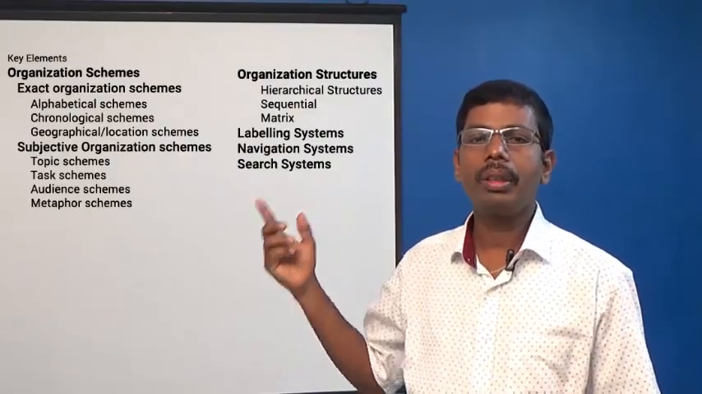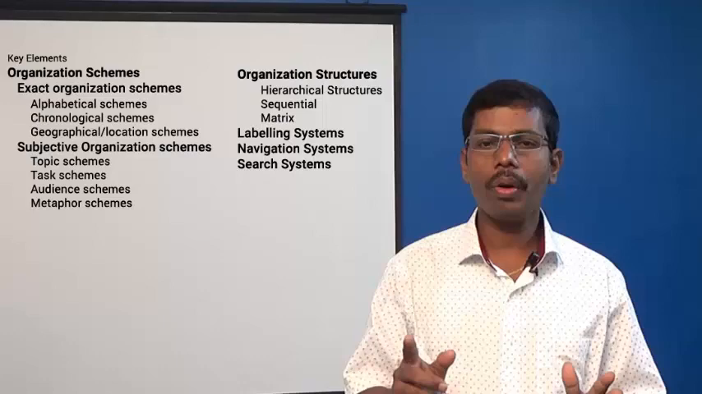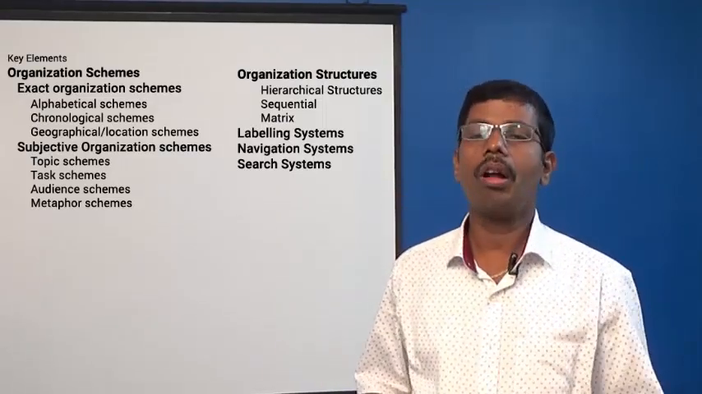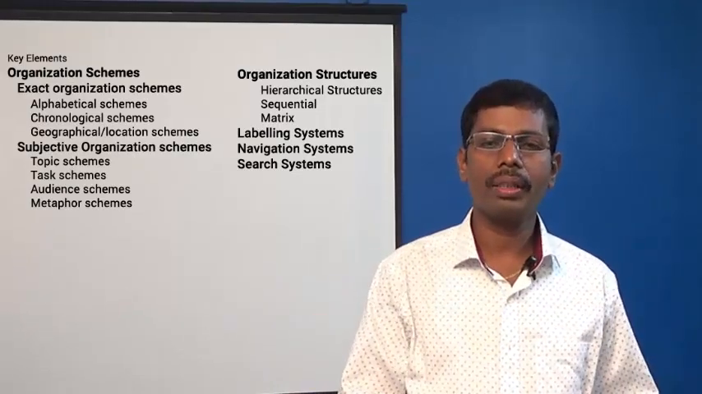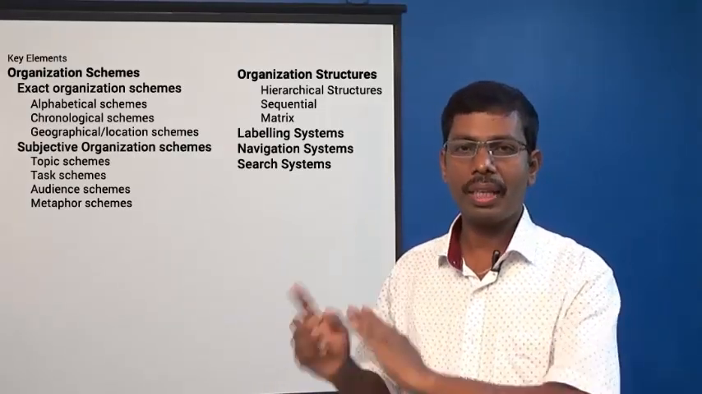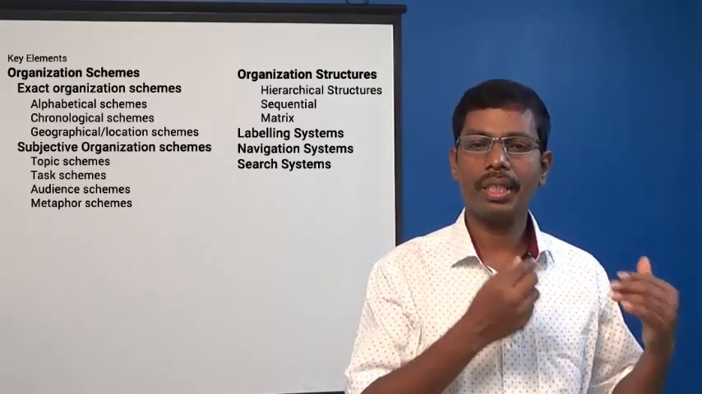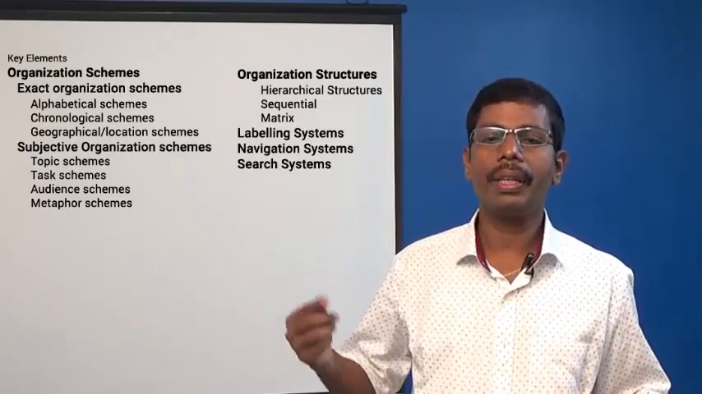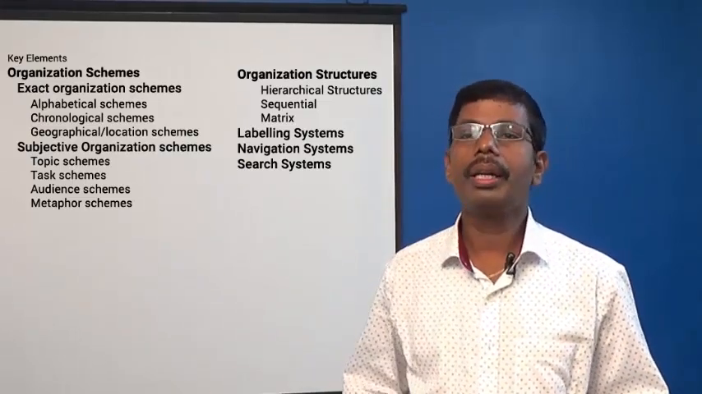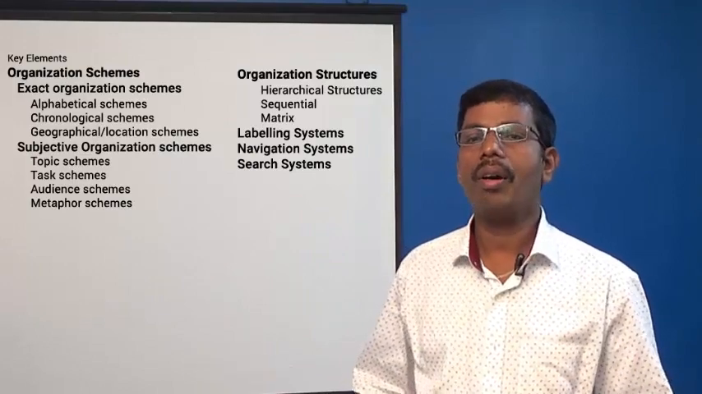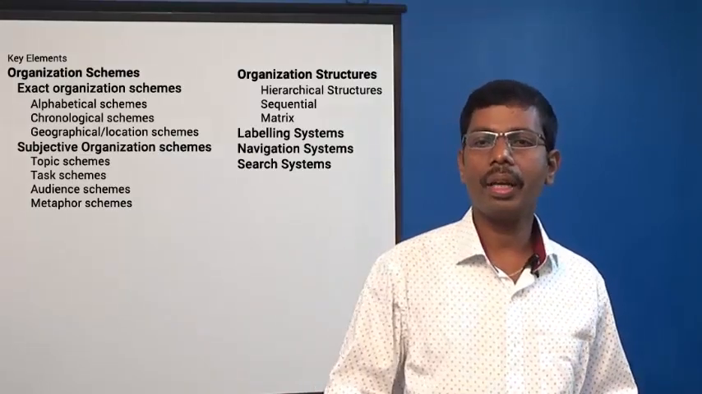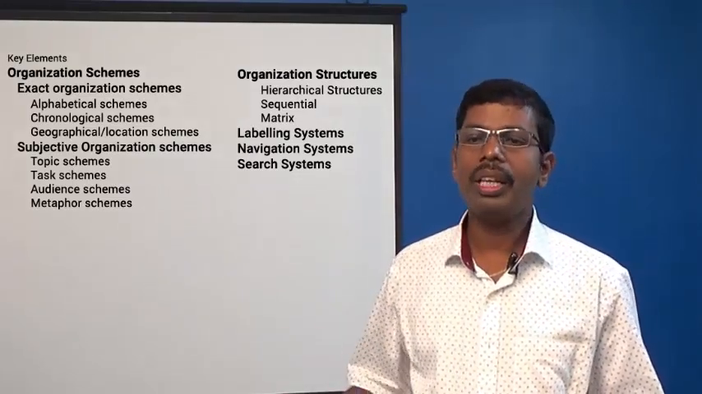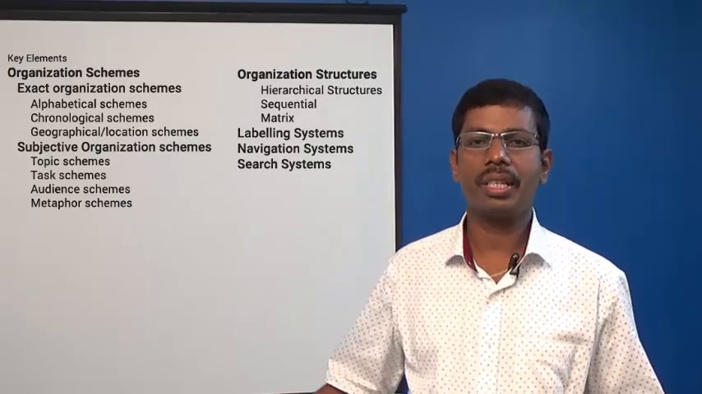So let's recap the key elements. Under the exact organization schemes: alphabetical, chronological, and geographical or location schemes. Then subjective organization schemes: topic, task, audience and metaphor schemes. Then organization structures: hierarchical, sequential and matrix structure. Then labeling systems, navigation systems and search systems.